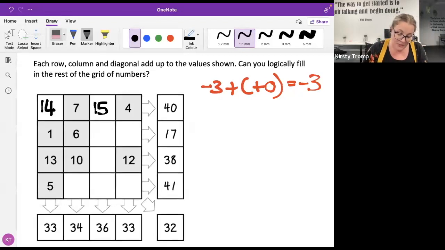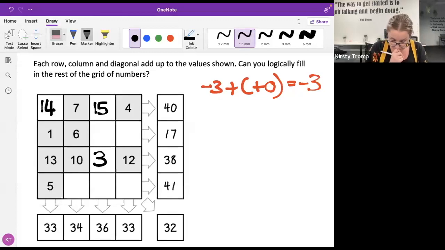Okay, the next one that I'm missing, I see I'm only missing one number from here. So if I go and add these, I've got 13 plus 10 gives me 23, and 23 plus 12 gives me 35. 38 minus 35 leaves me with 3.